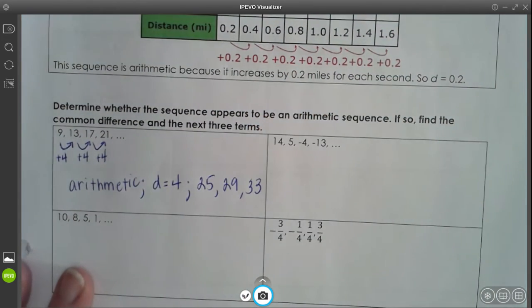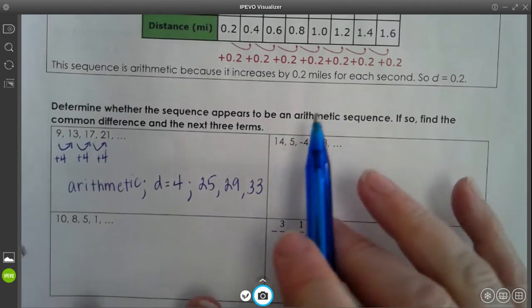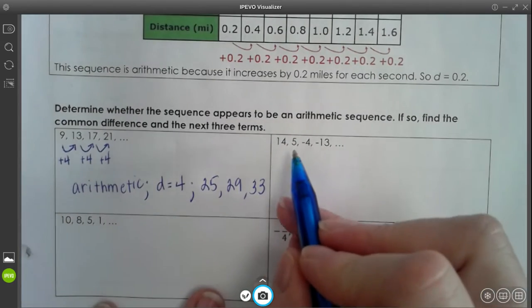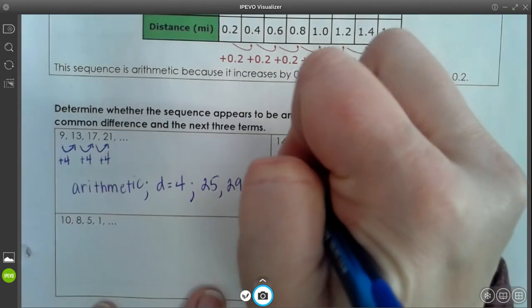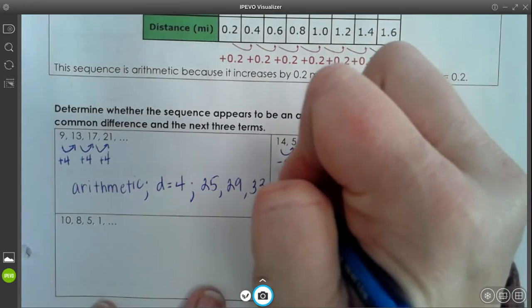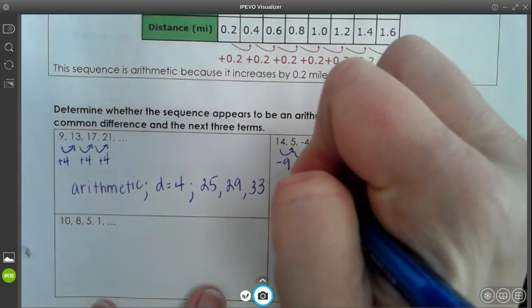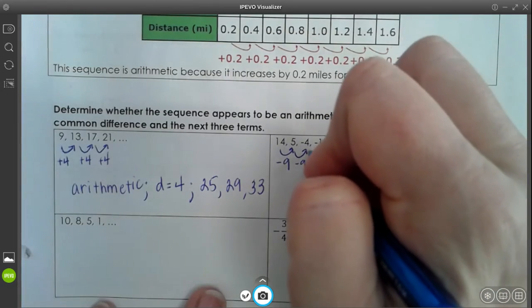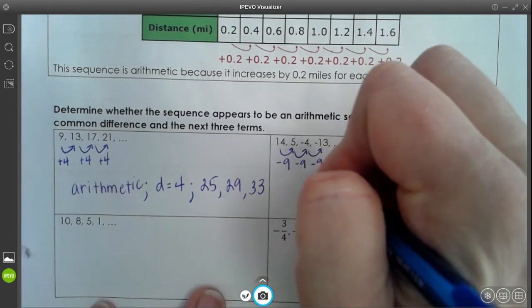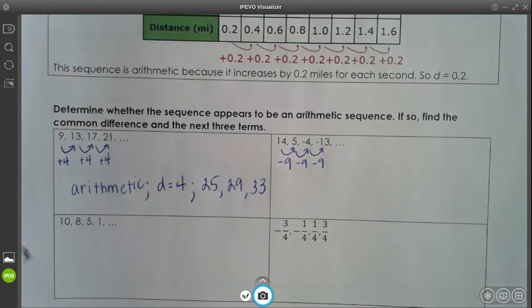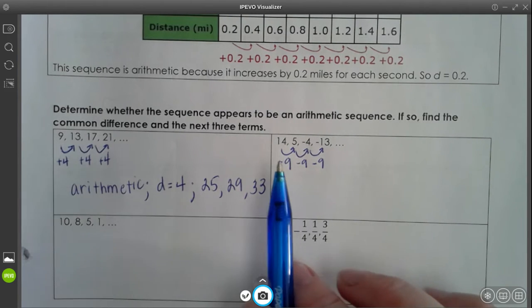The next one starts with the number 14, and then we go down to 5. So we're really subtracting 9. What about 5 to negative 4? Well, that's subtraction of 9. And negative 4 to negative 13 is also subtraction of 9. That is going to be arithmetic because we can think of subtraction as adding a negative 9.